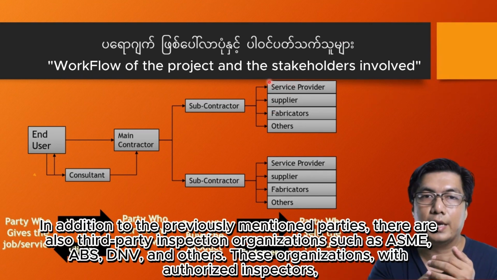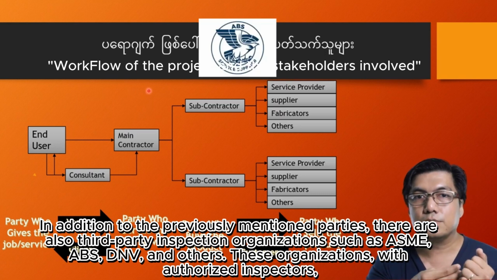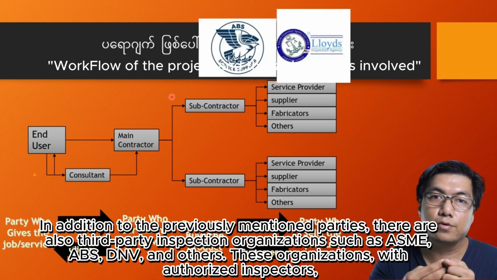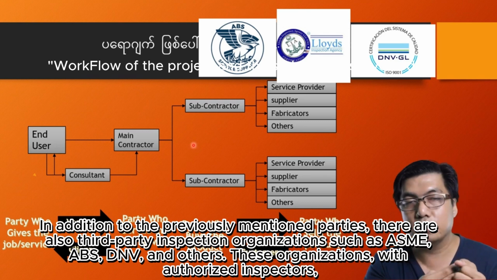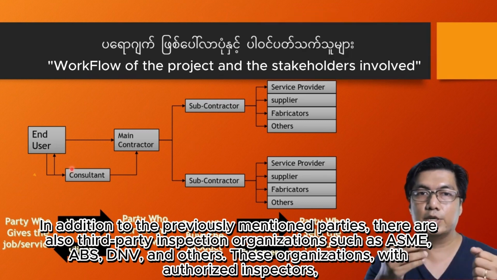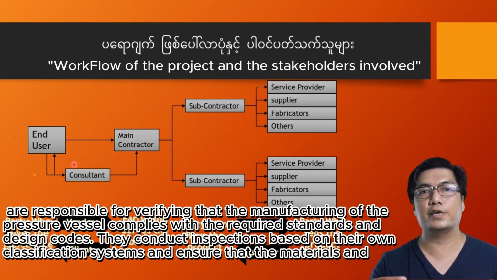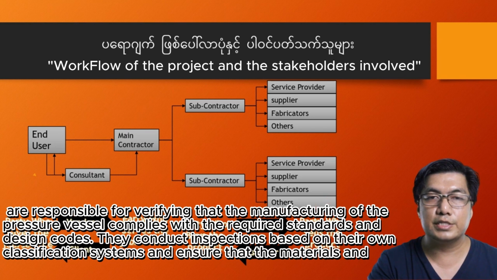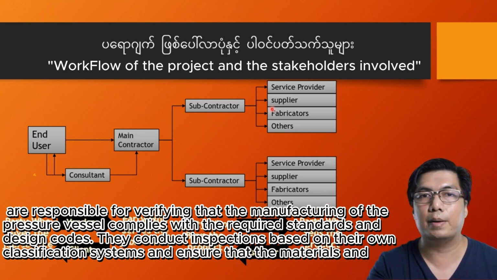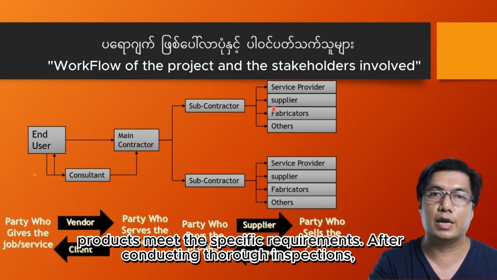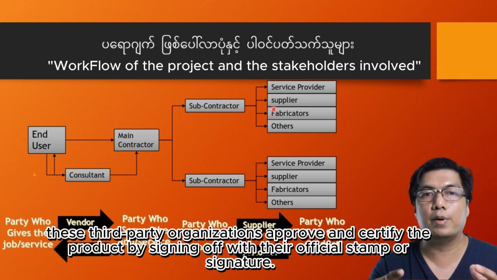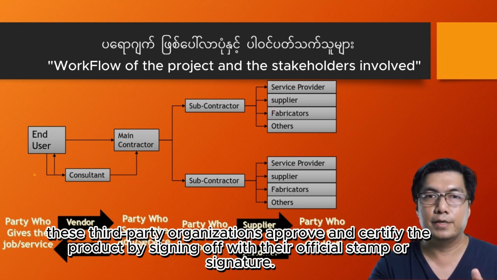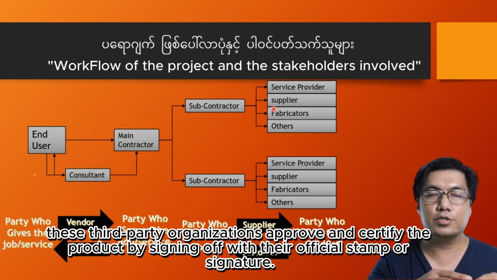To the previously mentioned parties, there are also third-party inspection organizations such as ASME, ABS, DNV, and others. These organizations, with authorized inspectors, are responsible for verifying that the manufacturing of the pressure vessel complies with the required standards and design codes. They conduct inspections based on their own classification systems and ensure that the materials and products meet the specific requirements. After conducting thorough inspections, these third-party organizations approve and certify the product by signing off with their official stamp or signature.